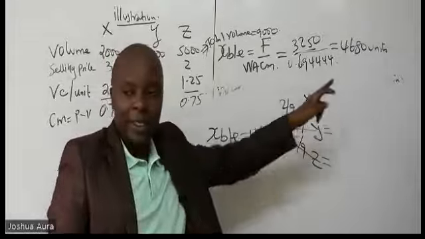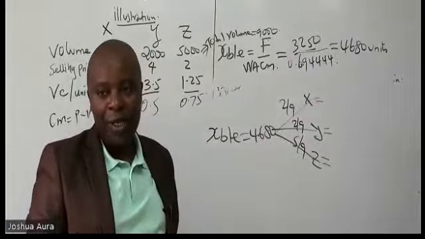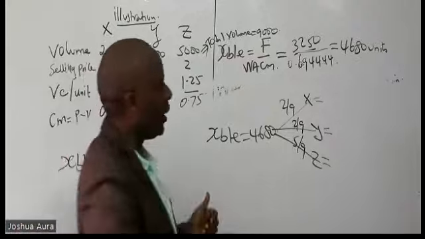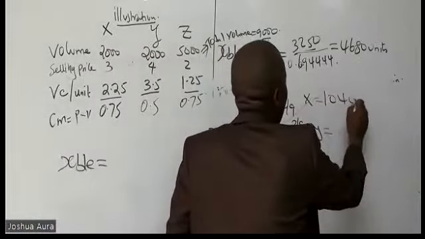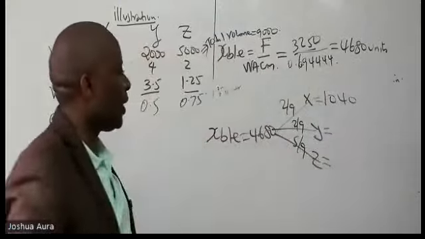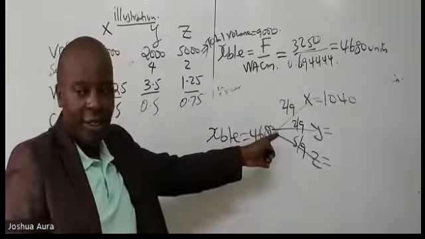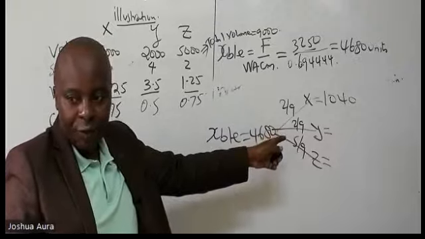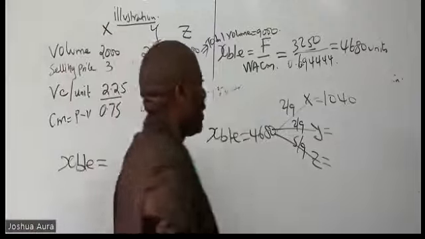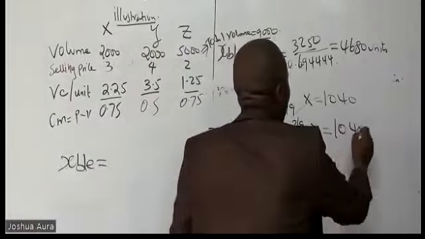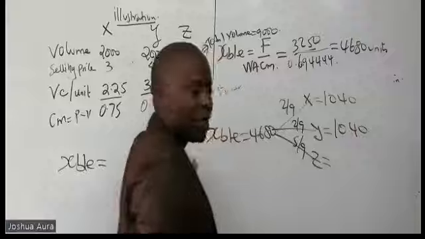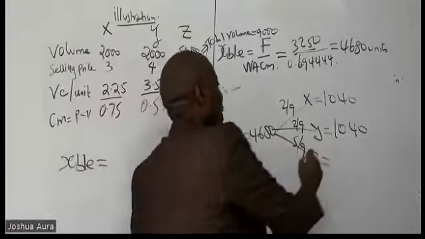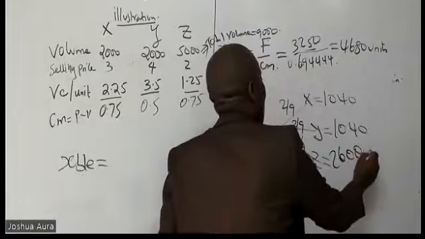What figure are we getting here? 46.80 times 2/9. So the first figure is 1040. Go to the second figure, 46.80 times 2/9. The second figure, 1040 again, right? Yes, because the proportions are the same. And then lastly, Z will end up giving me 2600.